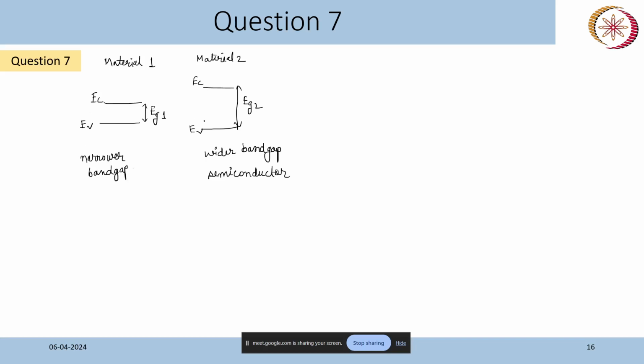Now these two are connected in such a way that a quantum well is formed. Now how these materials are connected to form a quantum well? Let's say this is material 2.